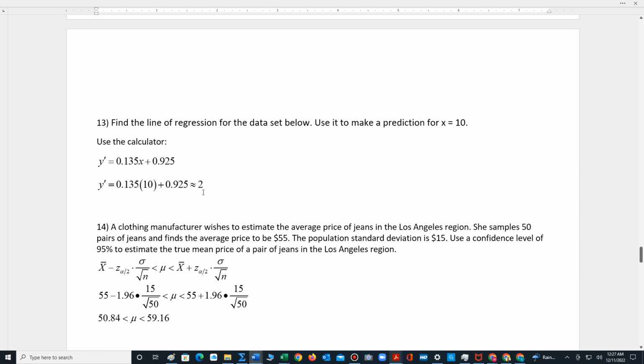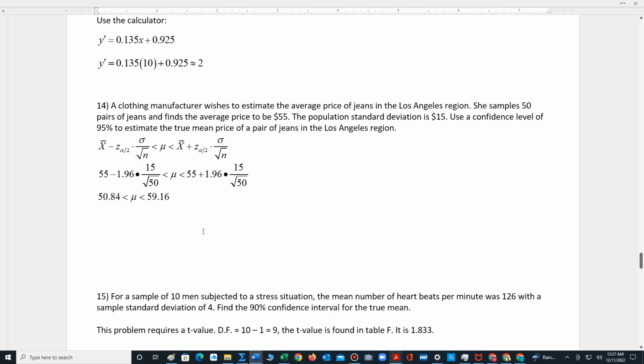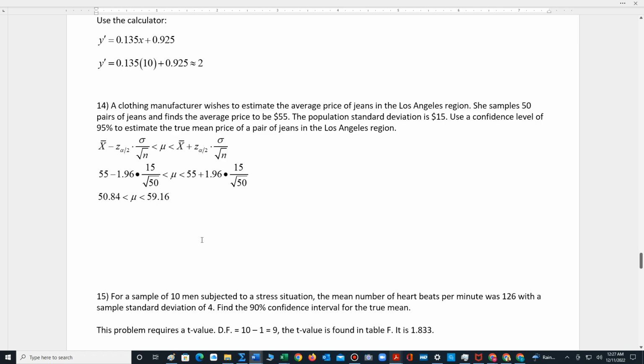That's our expected value. Okay, number 14, we're computing a confidence interval. So the final exam may go back to chapter 6. So we're going to review some problems that we encountered in chapter 7. It says the following: a clothing manufacturer wishes to estimate the average price of jeans in the LA region. She samples 50 pairs of jeans and finds the average price to be $55. The population standard deviation is $15. That informs us we have a Z value, and the confidence level is 95%. Estimate the true mean price for a pair of jeans.